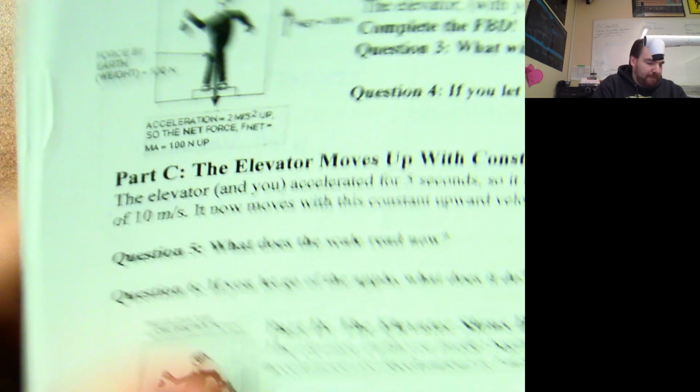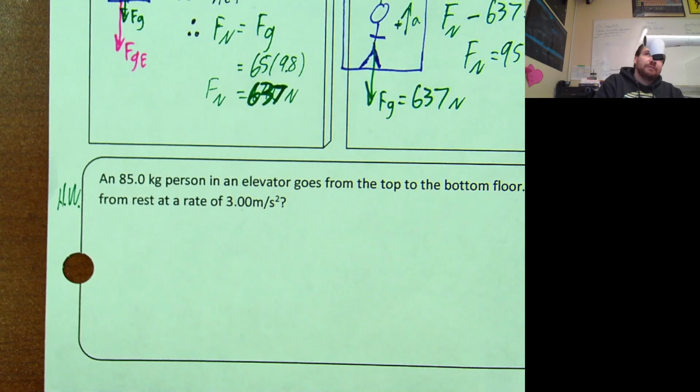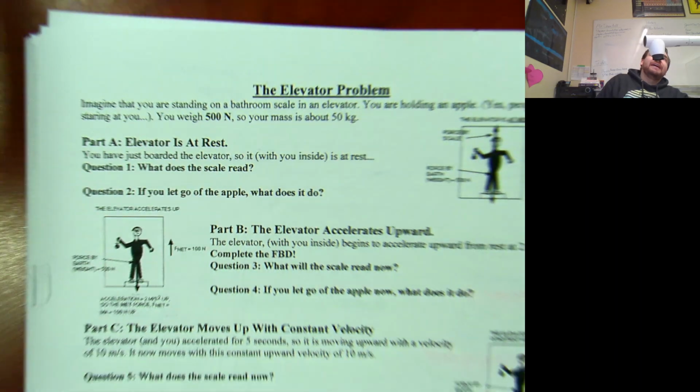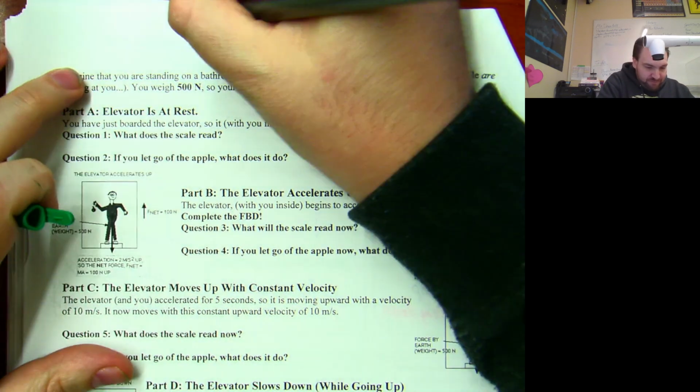Then we've got a problem. I want you to do this question here for homework. I then want you to flip the page, and I want you to do this page for homework. This is a trip on an elevator.